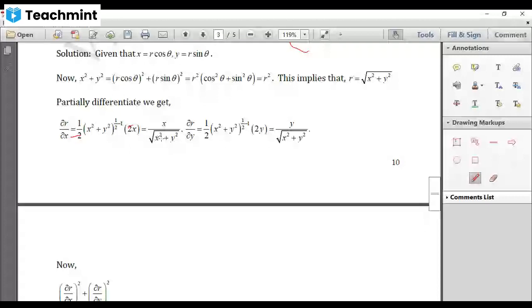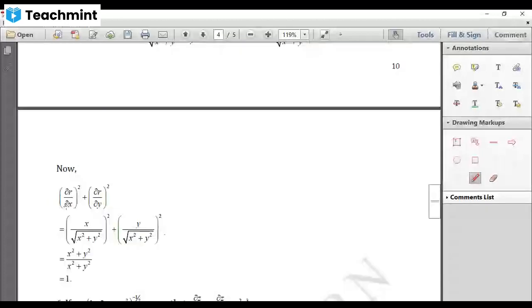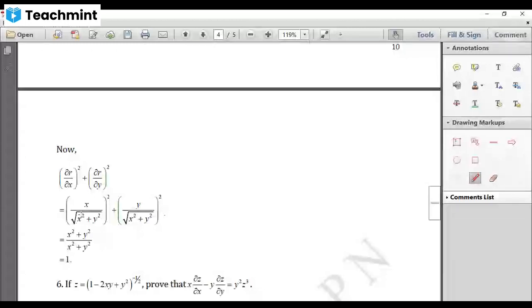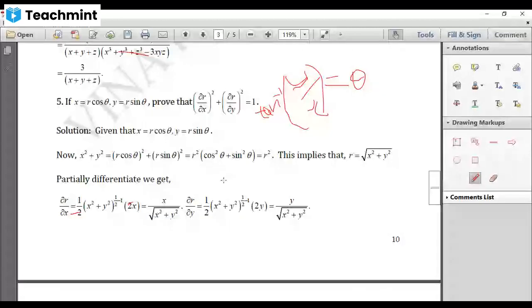Similarly, find dou r by dou y. You will get y by this. But we need dou r by dou x whole square plus dou r by dou y whole square. So that will be equal to, substitute them. This is x square, square root cancels. Y square divided by x square plus y square. If you take LCM, you'll get x square plus y square divided by x square plus y square. They get cancelled and your answer is 1. That is what the required answer is.